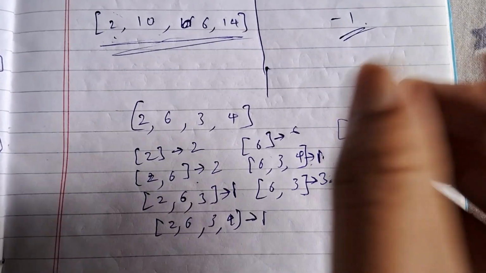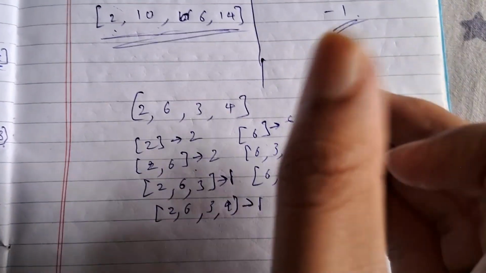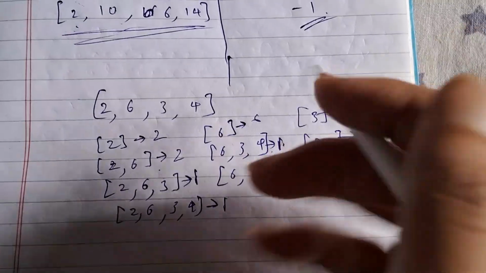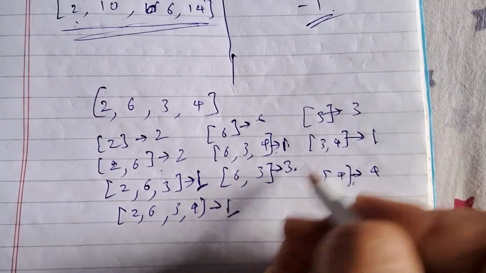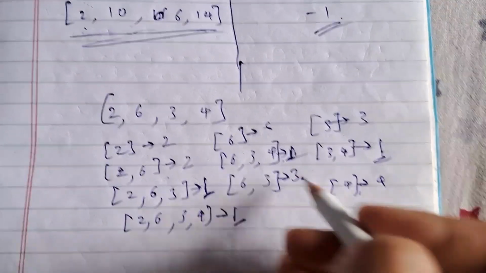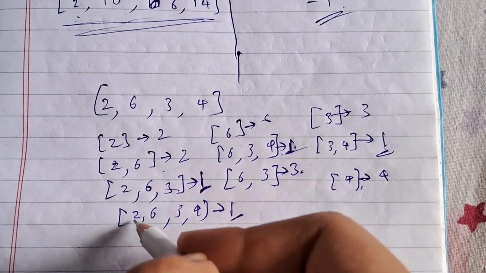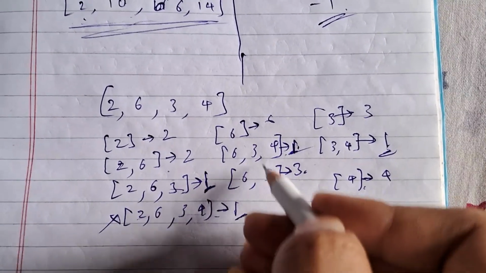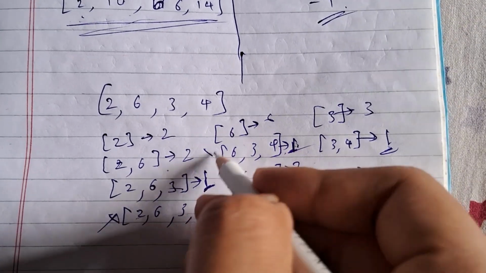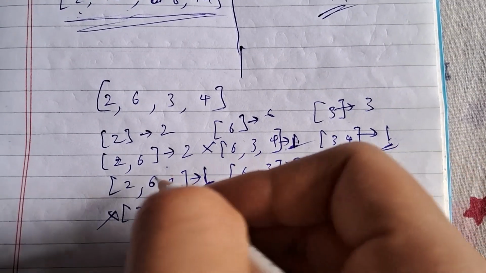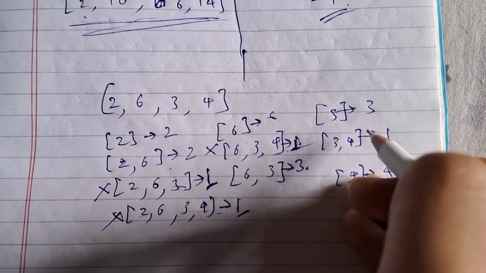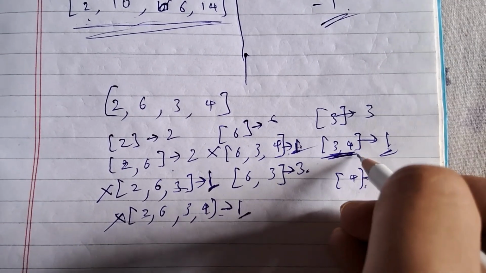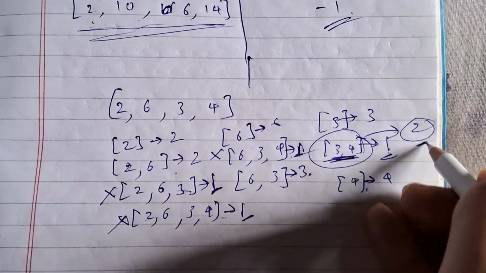So what is the minimum length of the subarray that has GCD as 1? See, this has GCD as 1, this has GCD as 1, this has GCD as 1, this also has GCD as 1. What is the length of this? 3. What is the length of this? 4. So we don't need to consider this. What is the length of this? 3. So we don't need to consider this. What is the length of this? 2. So obviously we don't need to consider this. So what is the smallest one? Length of 2, right? 2.